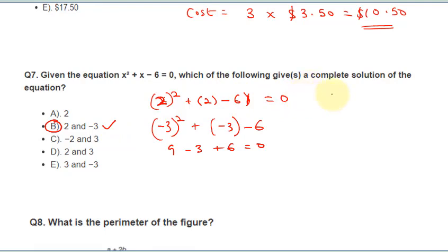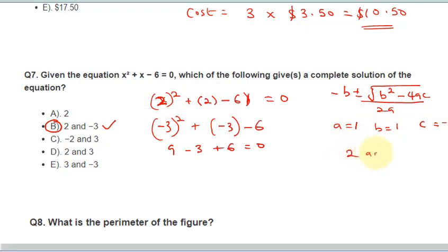The second method of solving this question is to apply the quadratic formula, which says minus b plus or minus the square root of b squared minus 4ac, all over 2a. And you know from here, your a is going to be 1, b is going to be 1, and c is going to be what? Minus 6. So applying this formula, you are going to get 2 and minus 3.